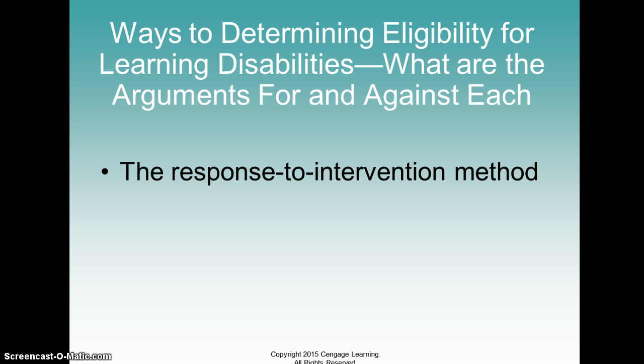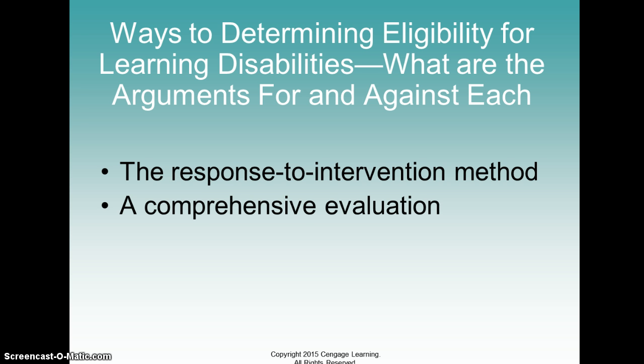The method that's being used most of the time now is called response to intervention, and this is what the law now allows, and in many states this is what's required. In the past, what we used instead was a comprehensive evaluation where we compared the child's ability as measured on an IQ to his achievement in one of 8 different areas. So we looked at reading, basic reading skills, reading comprehension, reading fluency, math computation, math reasoning, speaking, listening, and writing.